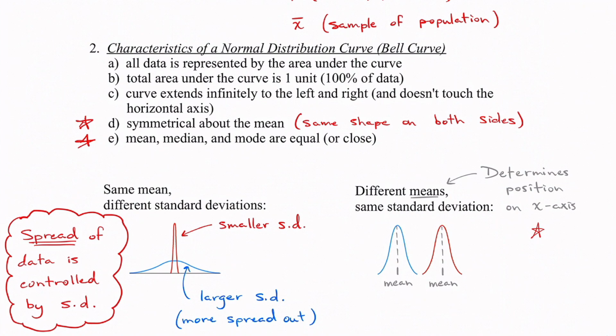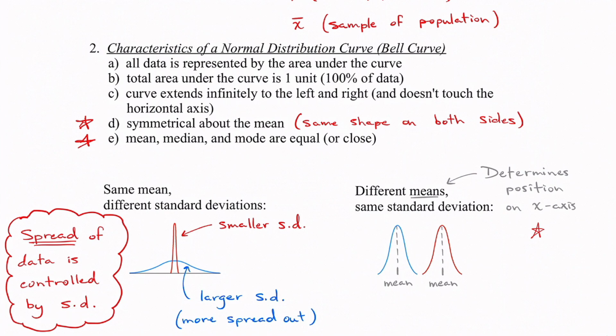Next we're looking at some different characteristics related to standard deviations. If you had one mean value, where both had the same mean but different standard deviations, those different standard deviations are going to cause different spreads of your data. So the spread of data is controlled by SD, standard deviation.